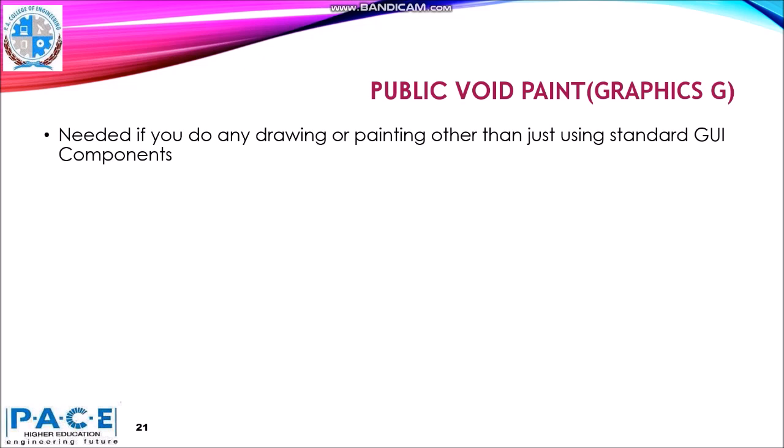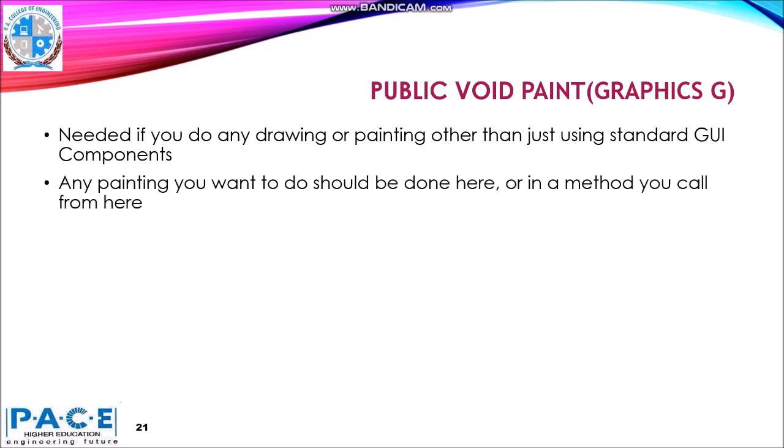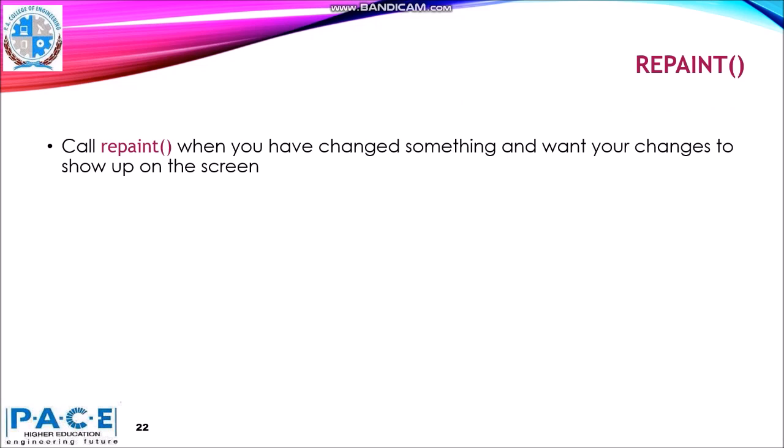Method paint is needed if you do any drawing or painting other than just using standard GUI components. Any painting you want to do should be done here or in a method you call from here. We never call paint directly. Rather, we call repaint. We call repaint when we have changed something and want those changes to show up on the screen.